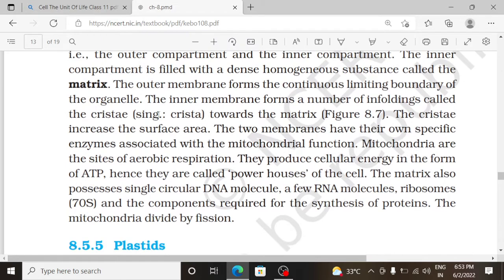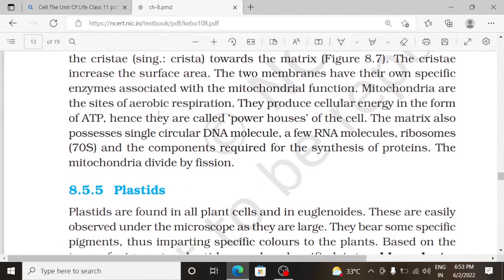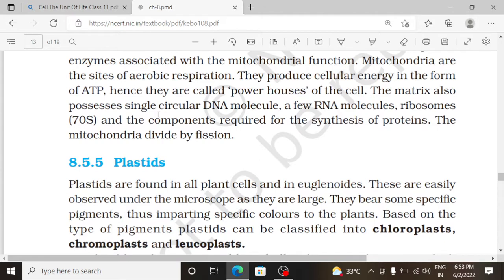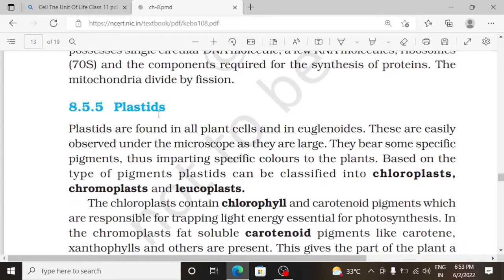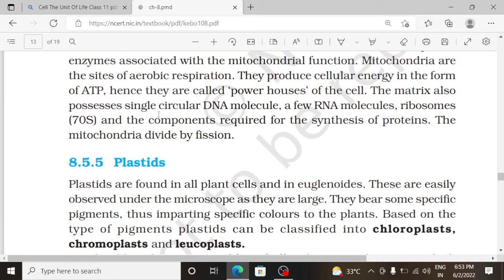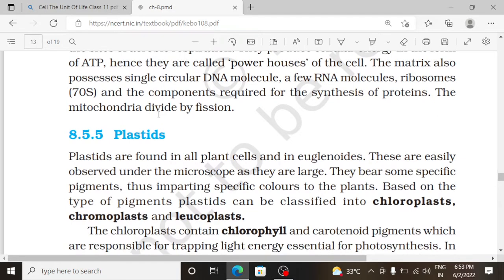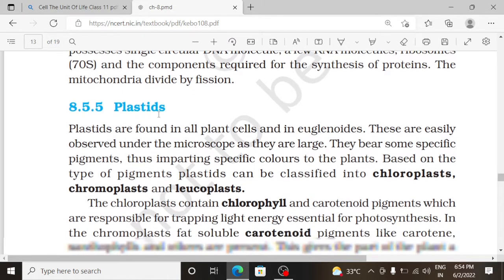The two membranes have their own specific enzymes associated with the mitochondrial function. Mitochondria are the sites of aerobic respiration. They produce cellular energy in the form of ATP. Hence, they are called powerhouses of the cell. The matrix also possesses single circular DNA molecule, a few RNA molecules, ribosomes, that is 70S, and components required for the synthesis of proteins. The mitochondria divide by fission.